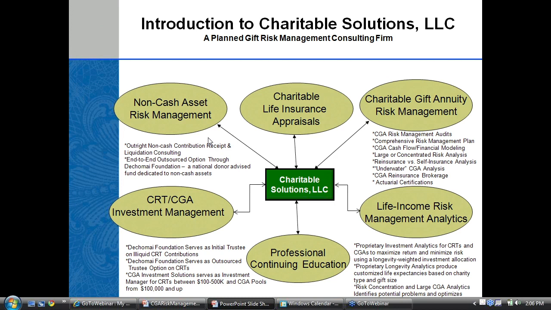We actually created one back in 2003, at the same time we set up the firm, called the Decami Foundation. It is a national donor-advised fund, a public charity, that is unique in two ways. One, it only receives non-cash assets. So in 7.5 years, we've not received any cash or any publicly traded securities, mutual funds, any of that. So only non-cash assets.